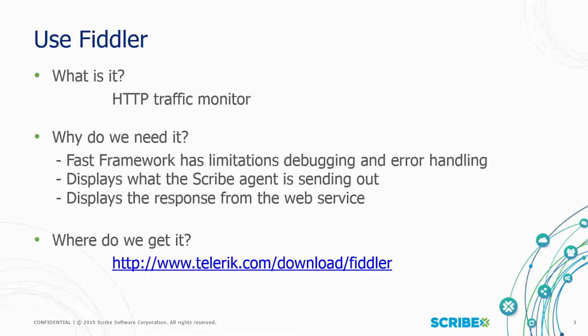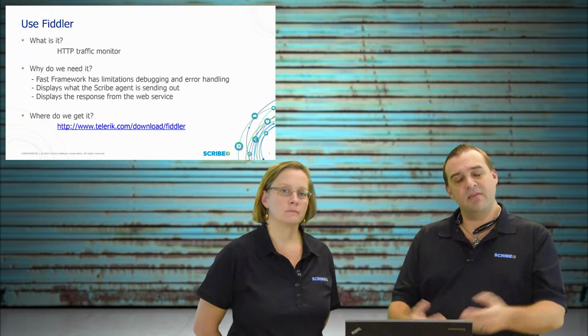Why do you need to do this? Why can't you just do a regular debug session, both in the Scribe Online maps, because we do have that debug feature, and you also can debug in Visual Studio? But with the FAST framework, that's one of the limitations.